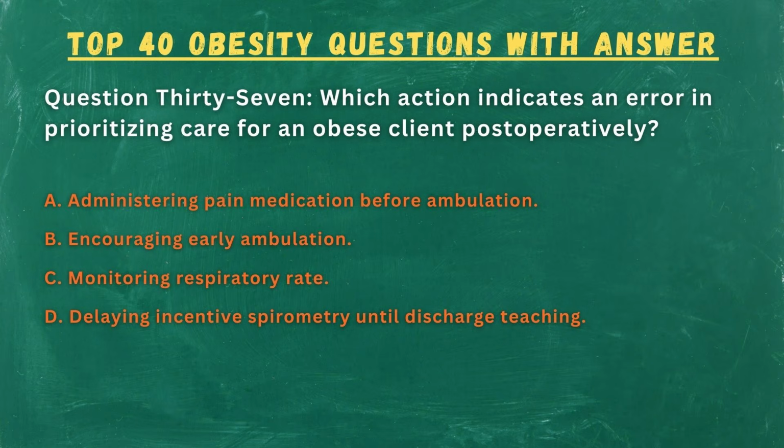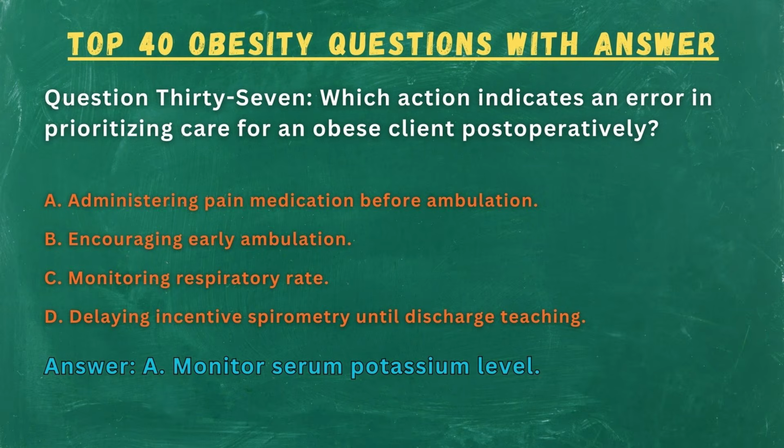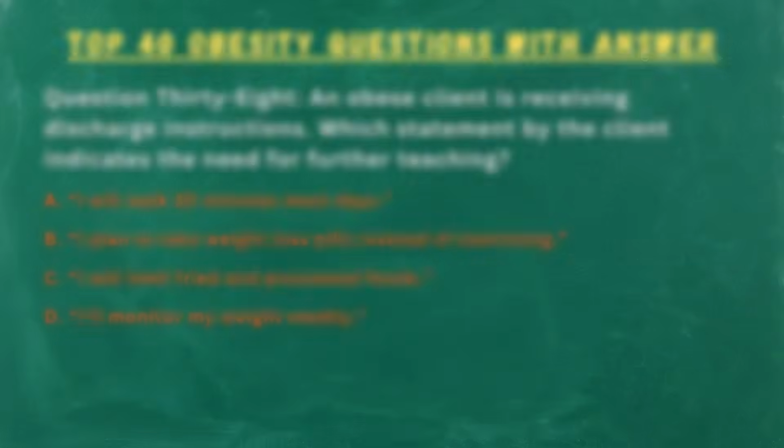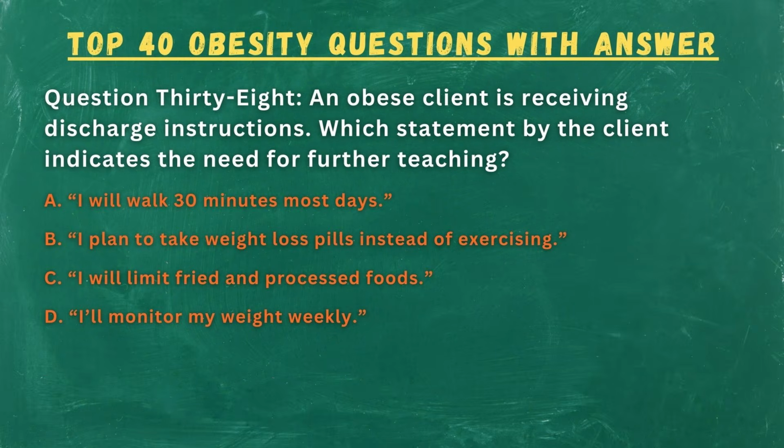A. Administering pain medication before ambulation. B. Encouraging early ambulation. C. Monitoring respiratory rate. D. Delaying incentive spirometry until discharge teaching. Answer. D. Delaying incentive spirometry until discharge teaching. Question 38. An obese client is receiving discharge instructions. Which statement by the client indicates the need for further teaching?